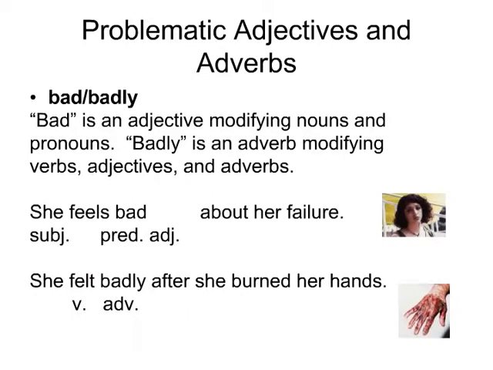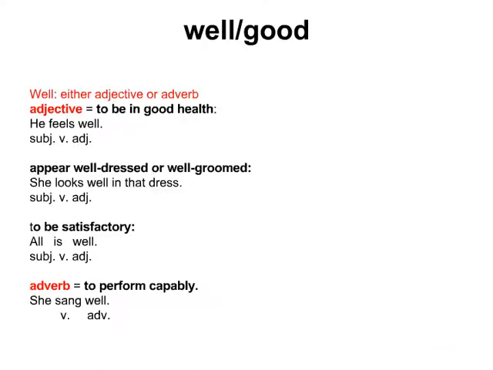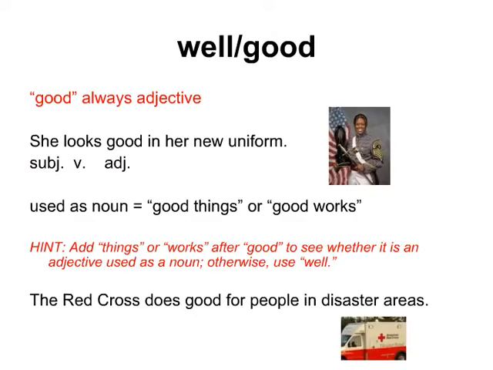In the first example, bad describes she, a pronoun, so it's an adjective. In the second example, badly describes felt, a verb, and tells how. Note the differences between the use of well and good. Look at the hint at the bottom of the slide.